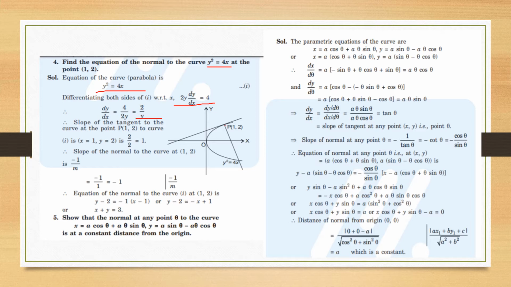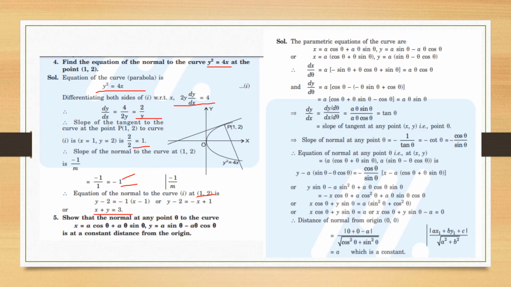Now the slope of the tangent at this point will be the value of the derivative, which is turning out to be 1. The value of the derivative at the point is 2 by 2, as x is not there, so it is 1. The slope of the normal is the negative reciprocal of this, so it is minus 1. The equation of the normal passing through this point with this slope is y minus y1 equal to m times x minus x1, where m is this and this is x1, y1. So the equation is x plus y equal to 3.